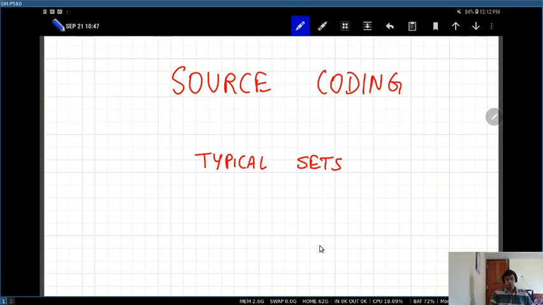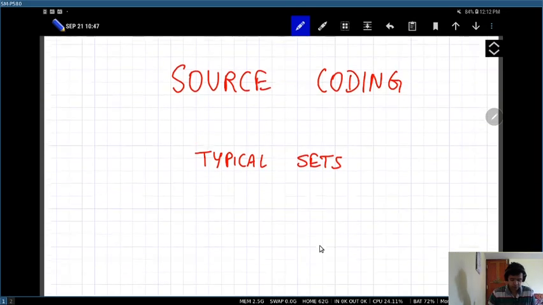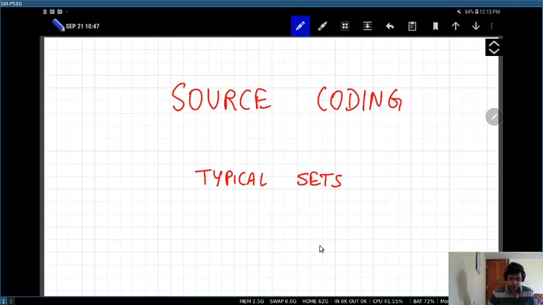Right. Welcome to the second lecture in the series on source coding. Again, this is an informal set of lectures on data compression. In this lecture, I'll cover fixed length compression, and in particular, you'll see a proof of the source coding theorem and what typical sets are, and how they're very powerful tools in proving source coding theorems.